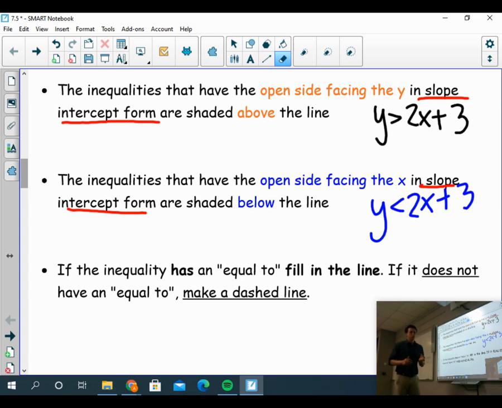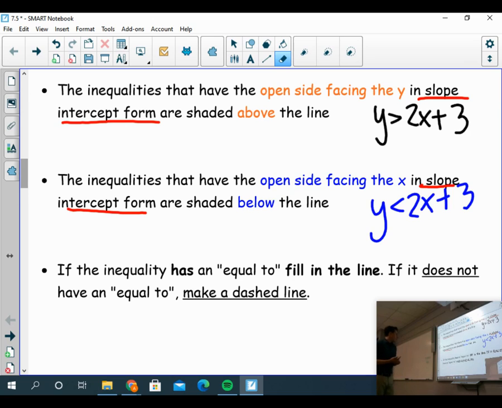Okay, and this should make sense, right? The open side of the inequality could face away from both the x and the y in standard form, or it could face both of the x and y in standard form. And so this logic of the open side facing the y will not apply in standard form, but it does in slope-intercept. And so when we graph inequalities, we are going to turn them into slope-intercept form.